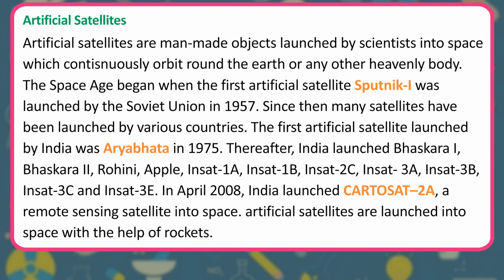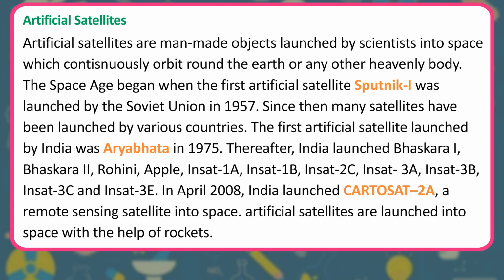Artificial satellites. Artificial satellites are man-made objects launched by scientists into space which continuously orbit round the Earth or any other heavenly body. The space age began when the first artificial satellite Sputnik 1 was launched by the Soviet Union in 1957. Since then many satellites have been launched by various countries. The first artificial satellite launched by India was Aryabhata in 1975.